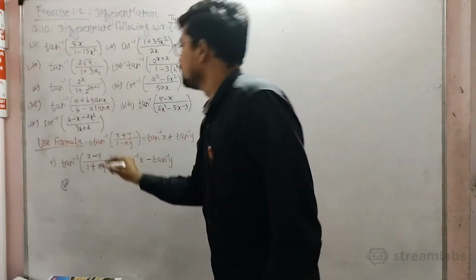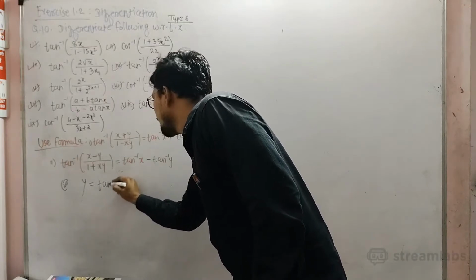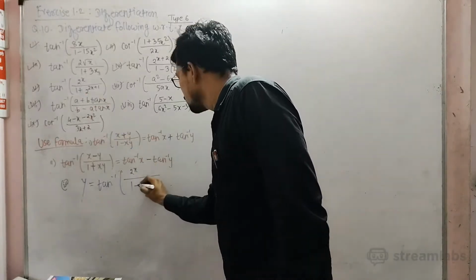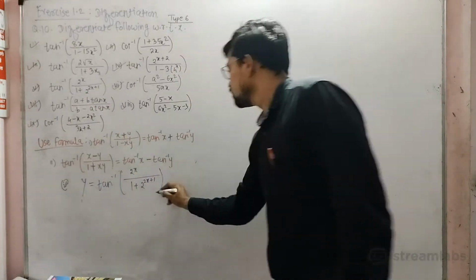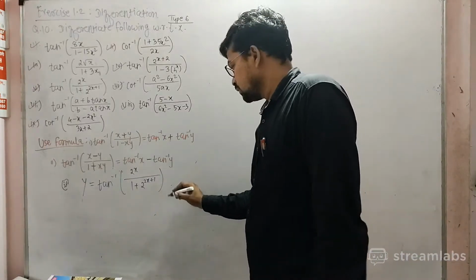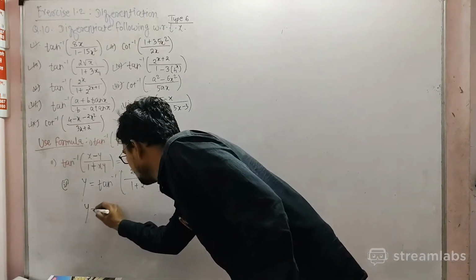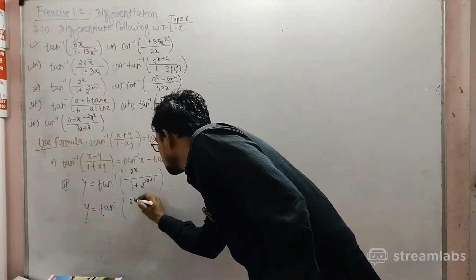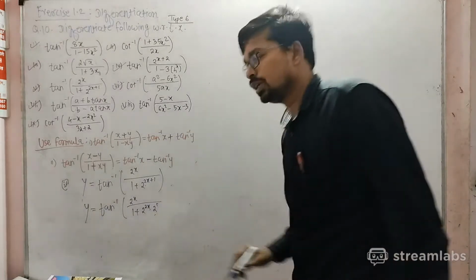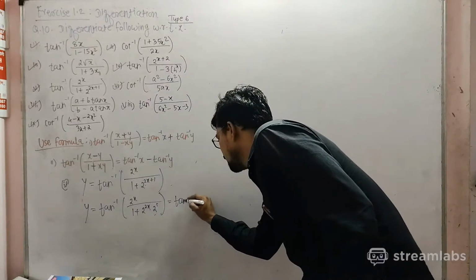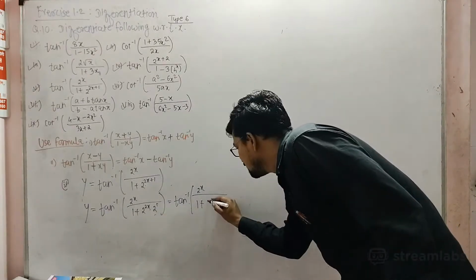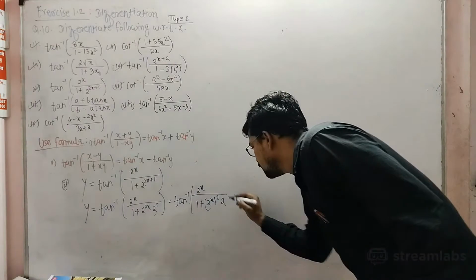First, y is equal to tan inverse of 2 raised to x upon 1 plus 2 raised to 2x plus 1. So again we are doing the same job. The job is just to simplify the problem. Tan inverse of 2 raised to x upon 1 plus 2 raised to 2x into 2 raised to 1. So we can write this term as tan inverse of 2 raised to x upon 1 plus (2 raised to x) bracket square into 2.